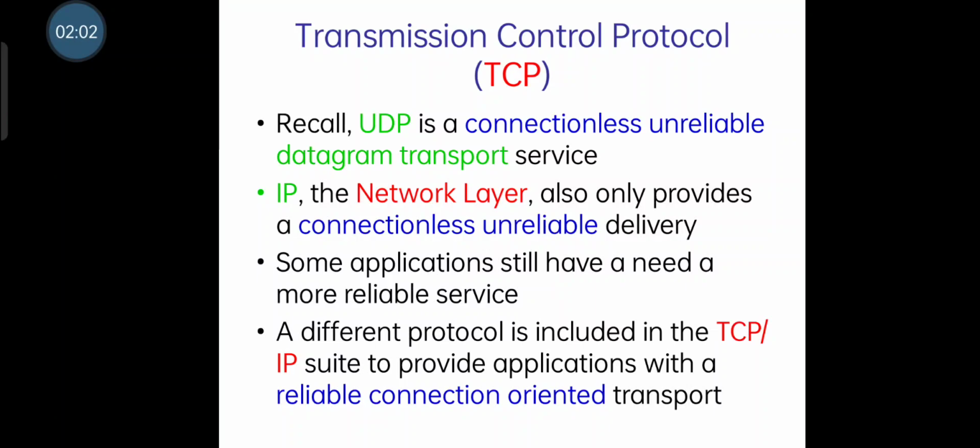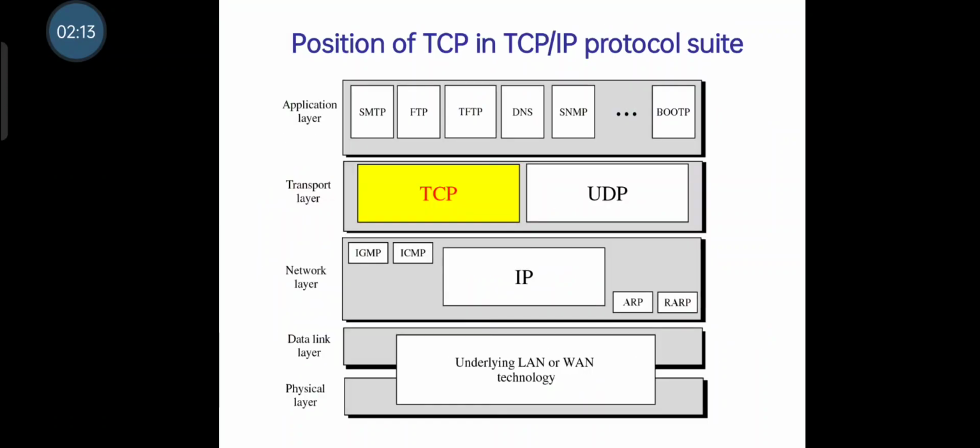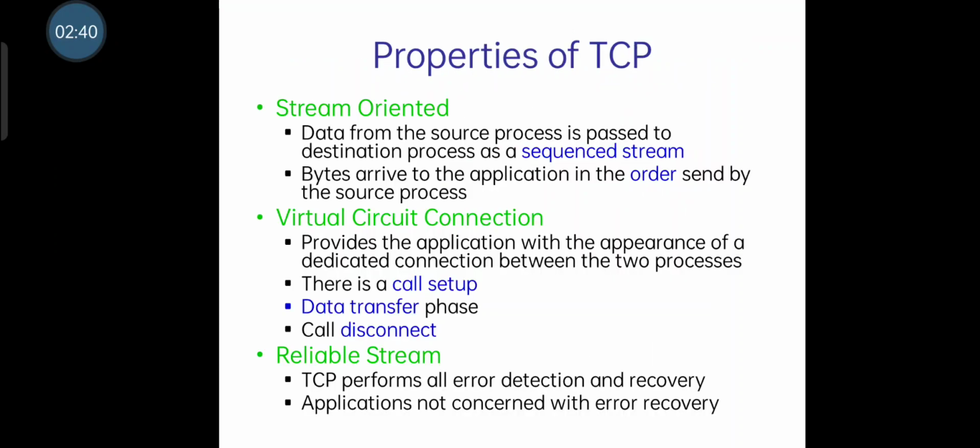Some common applications still need a more reliable service. The best example is our email, which works under the concept of the TCP/IP protocol. In each and every layer, some protocols are working. In the third layer, the IP protocol, ICMP, IGMP, ARP, and RARP are working. In the fourth layer, two major protocols play a crucial role: one is TCP, the second one is UDP. SMTP works on TCP, FTP also works on TCP.